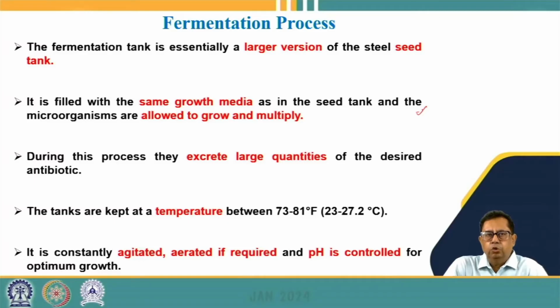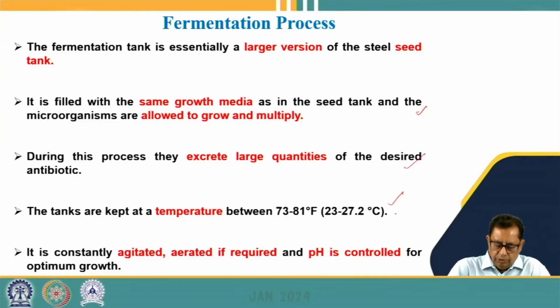So as they grow, they excrete large quantities of the desired antibiotics. In the fermentation tank we get a huge amount of the antibiotics that we require to produce, and the temperature is maintained in the fermentation tank between 23 to 27.2 degrees centigrade. So they have been shown to produce a high rate of antibiotics.